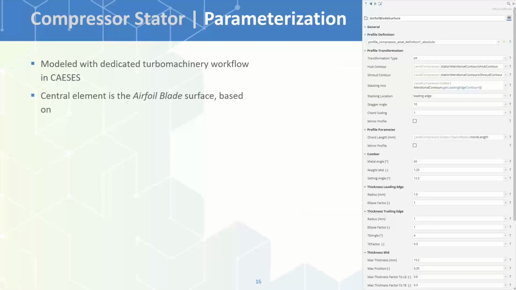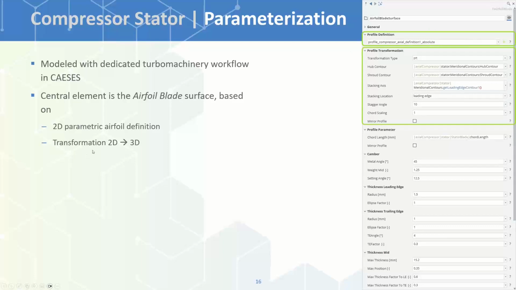This is the central element in our model and in most turbomachines, the blade shape, and in this case we used a so-called airfoil blade surface, which means we're creating a blade that is based on an airfoil definition. The first component here is a 2D parametric airfoil definition that we select here in our airfoil blade. We can select a 2D airfoil definition from a library of existing definitions that we provide with CAESES. But as I mentioned, you can also customize everything and create a custom airfoil definition to your liking.